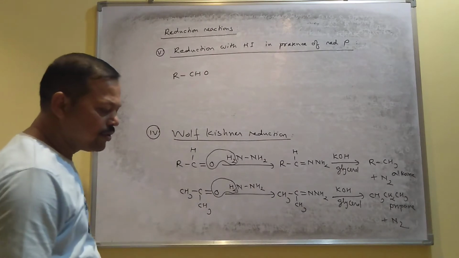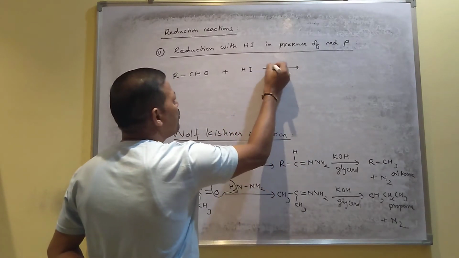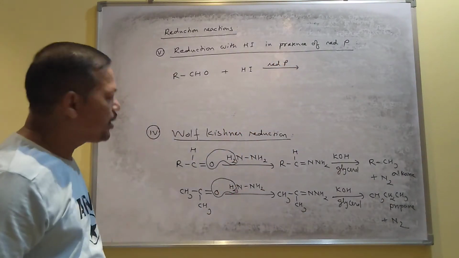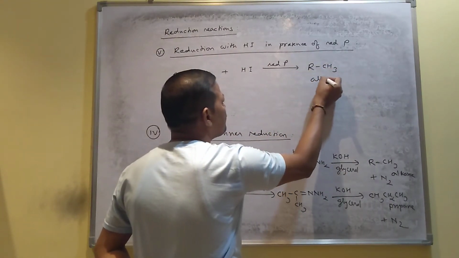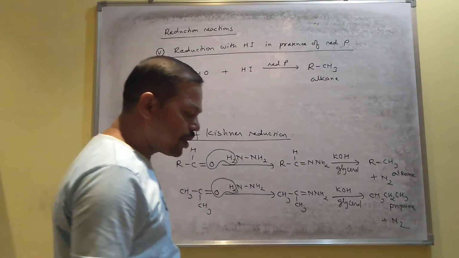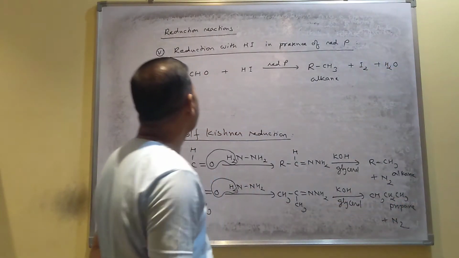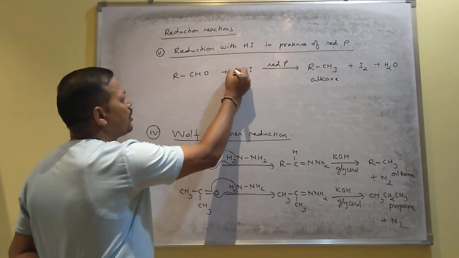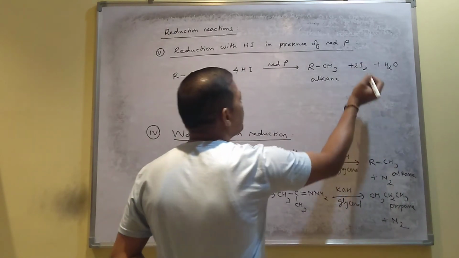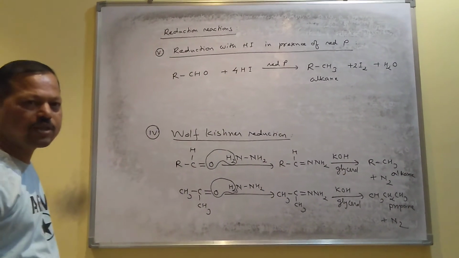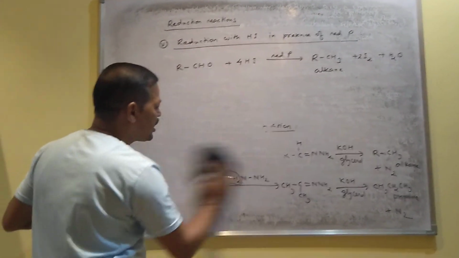This is aldehyde. When it reacts with HI, hydrogen iodide, in presence of red phosphorus, then the aldehyde is directly converted to alkane. Side products you will get are iodine and water. If you want to balance the reaction, you write 4 here, then you write 2 here, then the reaction will be balanced. In organic chemistry, no need to balance the reaction. So this is another type of reduction.